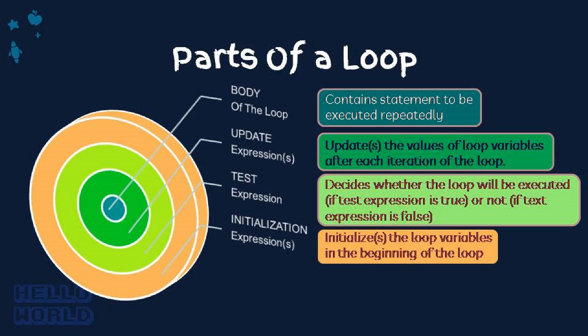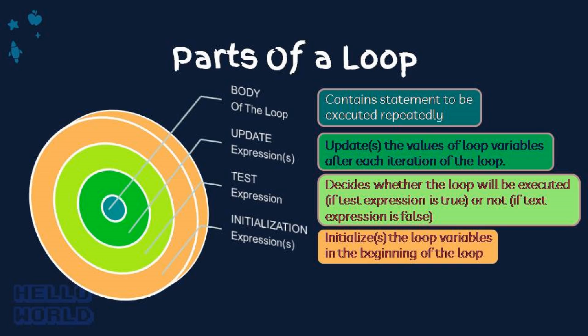These elements are: number one, initialization expressions. The initialization expressions give the loop variables their first values. The initialization expressions are executed only once in the beginning of the loop. Second, the test expression. The test expression or the test condition is an expression whose truth value decides whether the loop body will be executed or not. If the test expression evaluates true, the loop body gets executed. Otherwise, the loop is terminated.